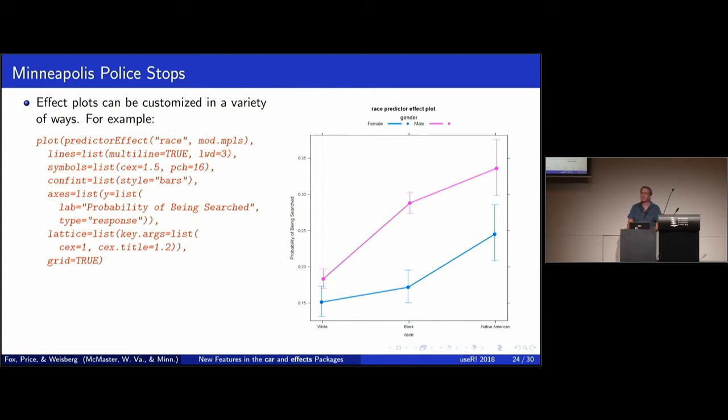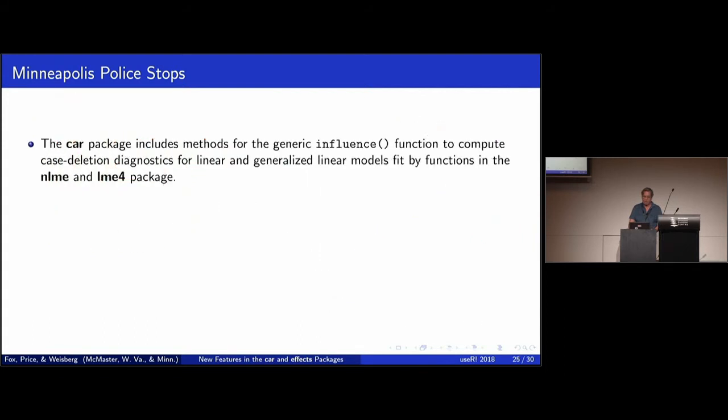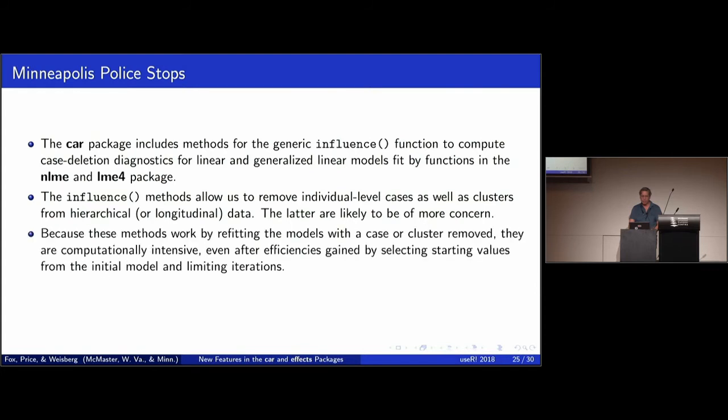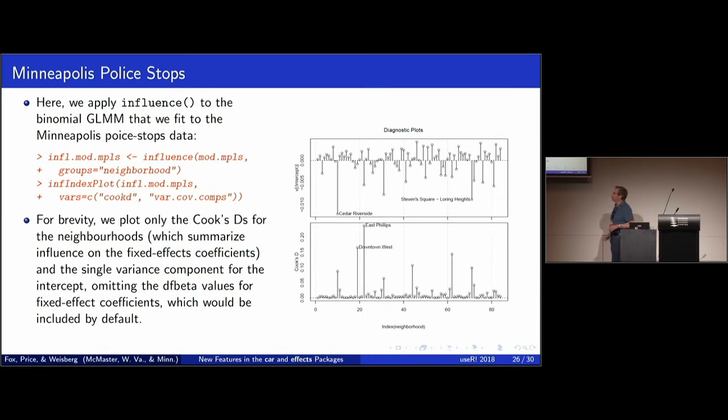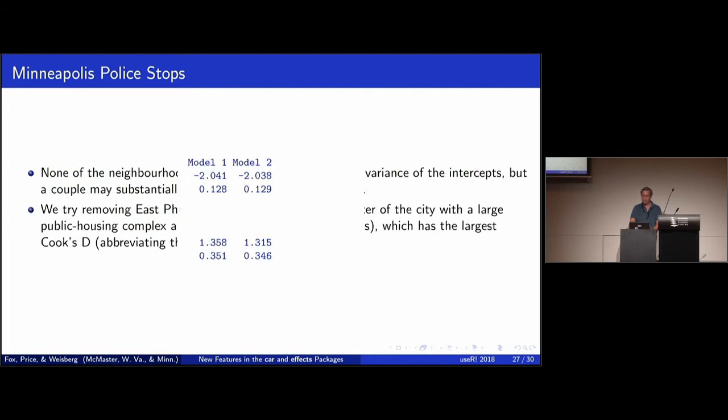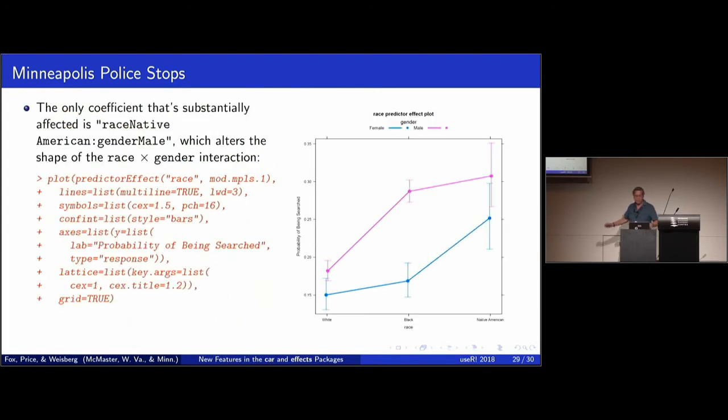Okay, so I think I've exhausted my time. There's a little bit more here showing the use of influence diagnostics for the model that we fit to the data, where we'll discover that a couple of neighborhoods are having a substantial effect on the results of this model, and that the results change considerably, but not entirely, when those neighborhoods are removed.